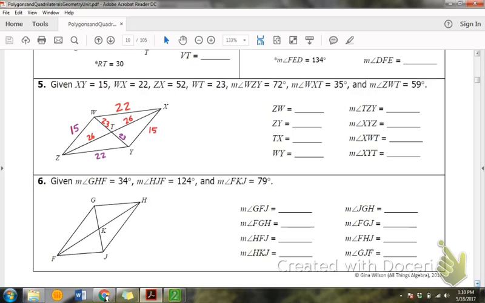And then they gave me angles. So W, Z, Y. Make sure you're being careful. W, Z, Y, 72. But you don't know that it's half, do you? WX. It's not a property that you know. And I'll show you why in just a minute. Angle ZWT is 59.